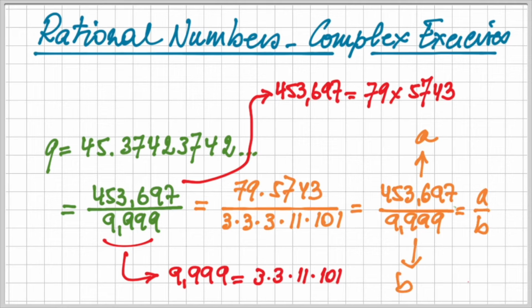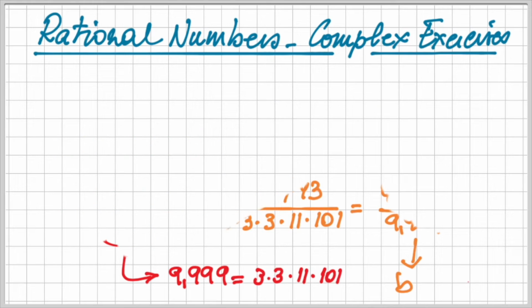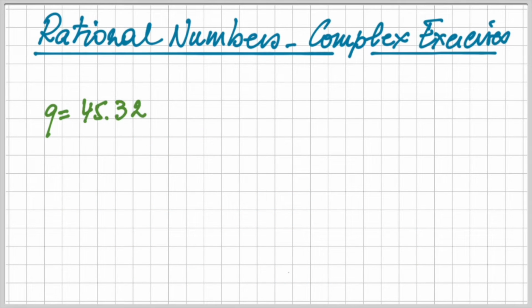So we have A and B. A is 453,697 and B is 9,999. Now let's have a variant on this number.